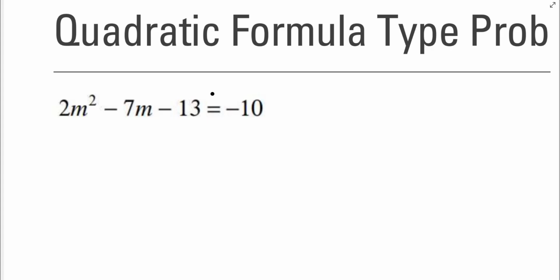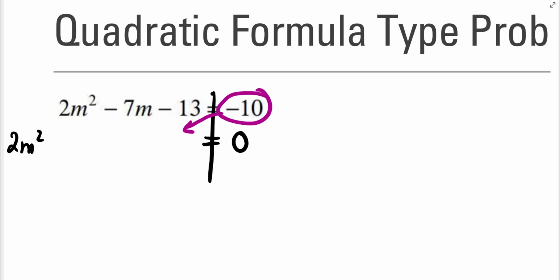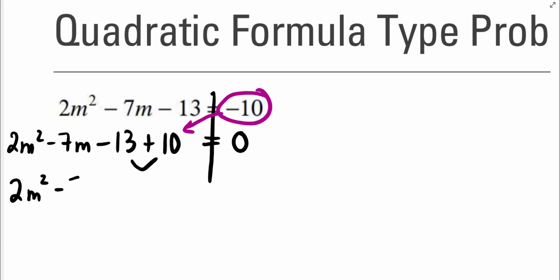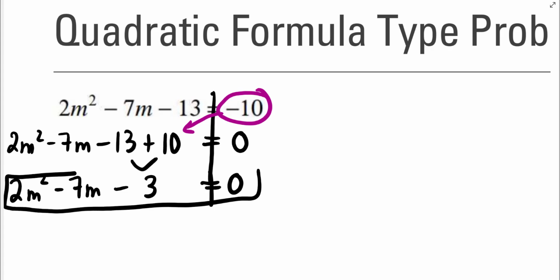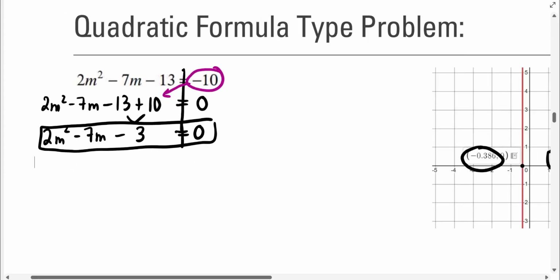So let's start. So first for this problem, we need to make sure that it equals 0, which it doesn't. So that means that I need to bring my -10 group to the other side. So I'm going to copy everything down. And then the -10 is negative. When it crosses the line, I change the sign. So it's positive now. And then we're going to combine like terms. So -13 plus 10 would be -3. Okay, now I have my quadratic, and I'm going to do the X method.